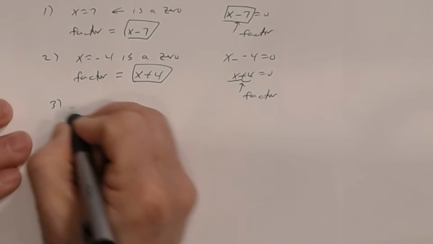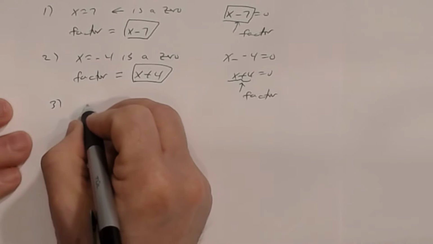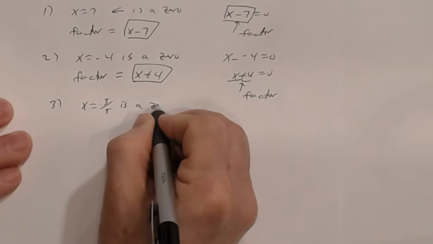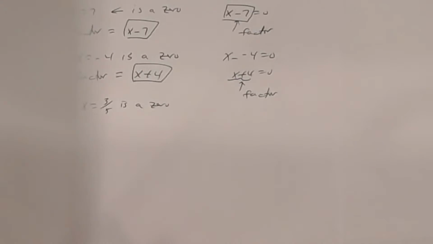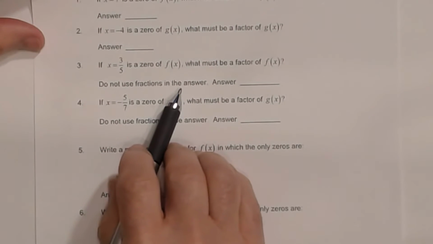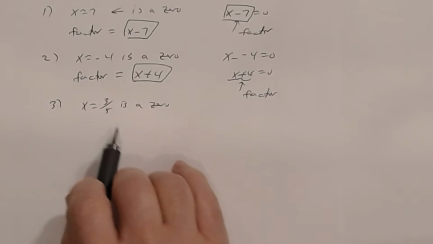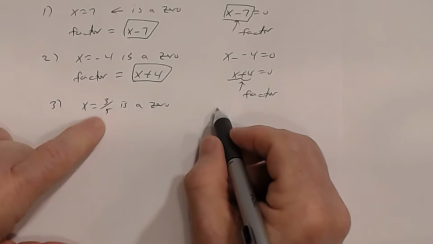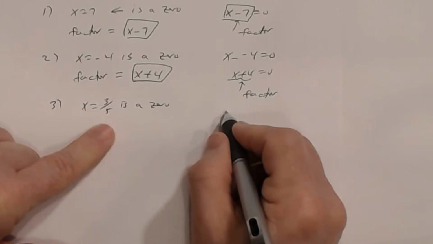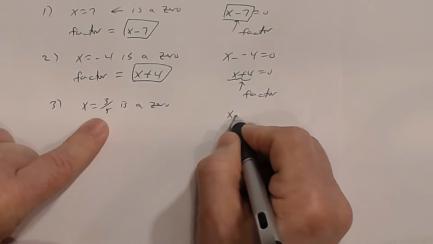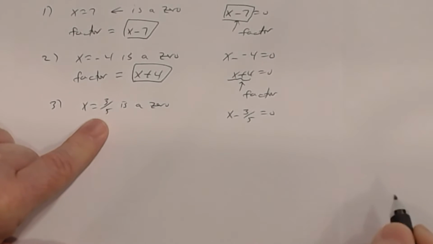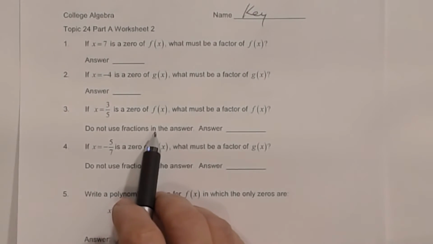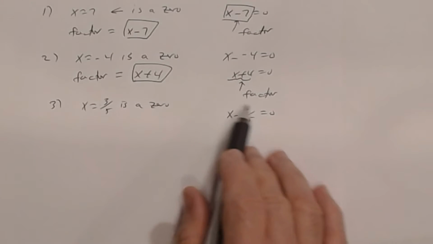All right, number three. This time you have a fraction. So x equals 3/5 is a zero. Now keep in mind the direction says do not use fractions in your answer. So let me go ahead and write it like this. If x equals 3/5 is a zero, then the equation would look like this: x minus 3/5 equals 0. But the direction says don't use a fraction in your answer, so this is not the factor you want to say.